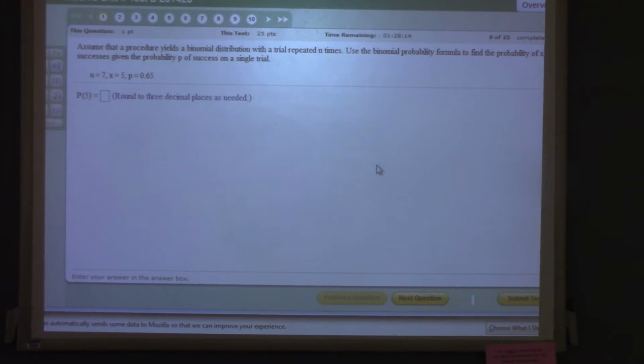Chapter 5. Review. So let's pull up our handy dandy calculator, and we'll type in second, bars.